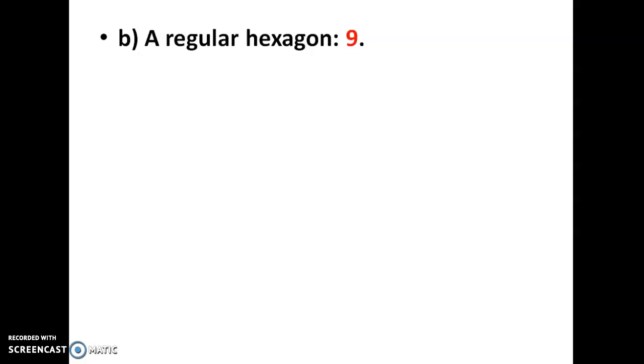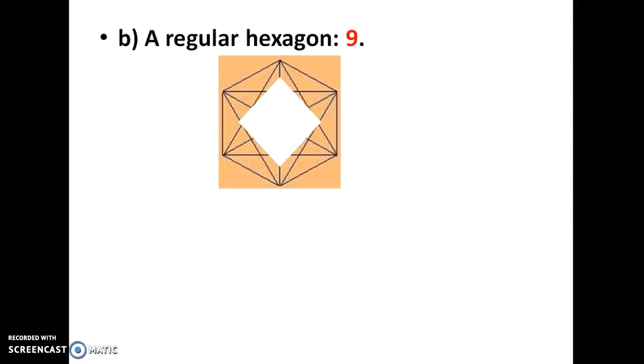Next one, a regular hexagon. Okay, hexagon, regular means all sides are equal. Hexagon means a polygon which is having 6 sides. Okay, so all sides are equal, and we have drawn a hexagon like this. And if you draw and check how many diagonals are there, for each vertex you can draw 3 diagonals. Okay, then you will have totally 9 diagonals.